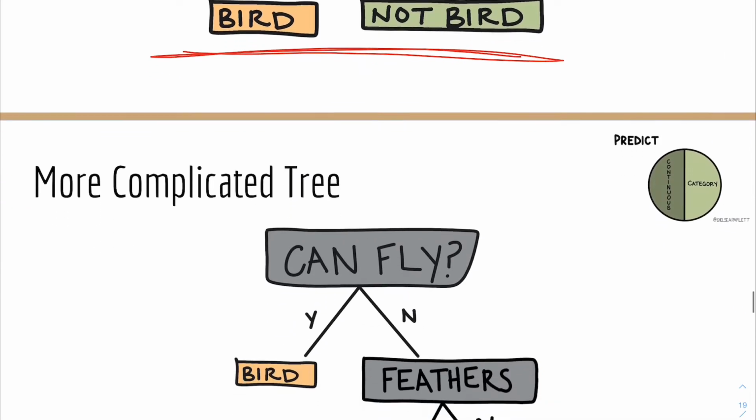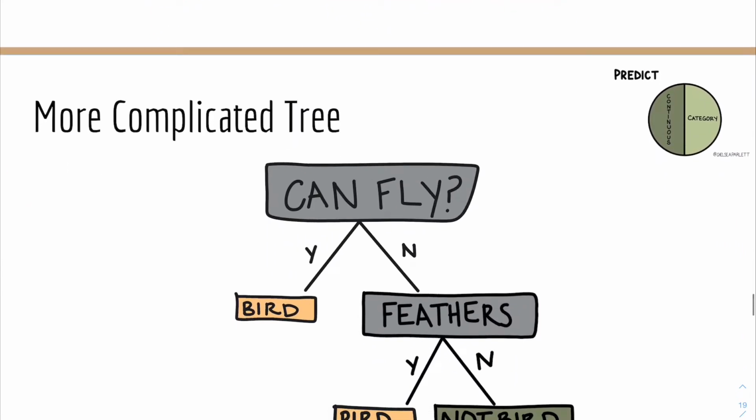But we can also have more complicated tree structures. So let's say we're not super happy with just deciding if something can fly, we'll classify it as a bird. So instead of saying that when something cannot fly, it is not a bird, we'll instead now ask, does it have feathers? If it does have feathers, even though it can't fly, we will still classify it as a bird. If it does not have feathers, we will classify it as not a bird.